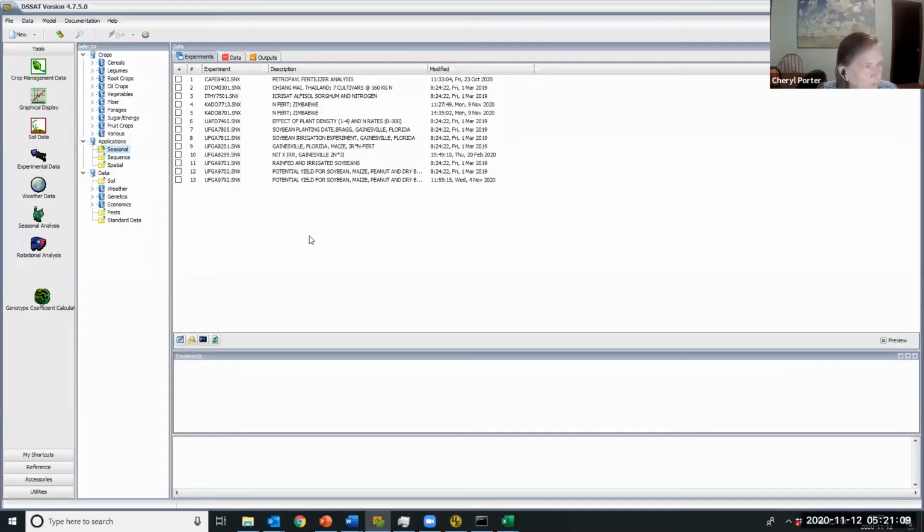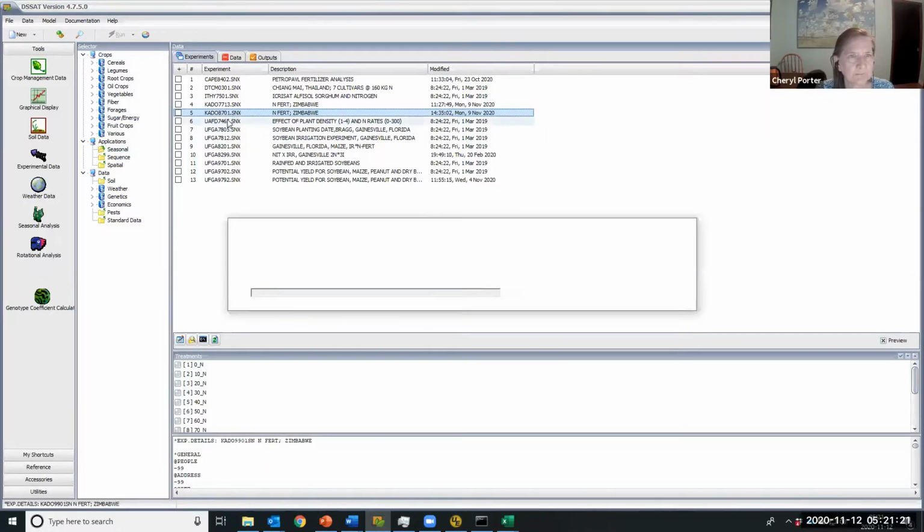Okay, so for the first one, from the DSAT shell, I'm going to pick my 1-year analysis, which I called KADO 8701, and I'm going to open that with XBuild.